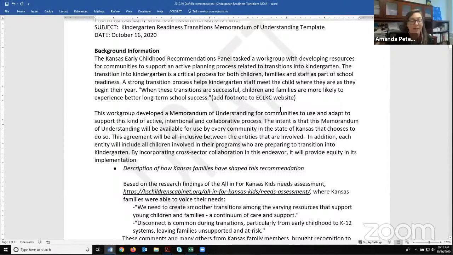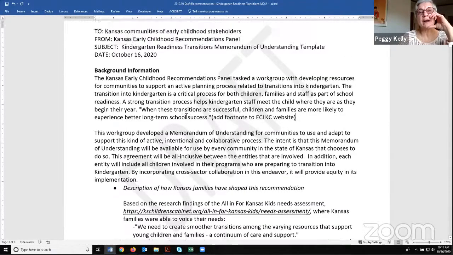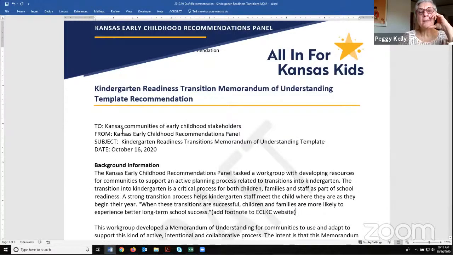And then go ahead, Peggy. Well, yeah, could we go back up to the who this is to? I'm struggling a little bit. I know that we all believe what the governor said, that we are all early childhood stakeholders. I'm concerned, though, that in this document that may actually water it down a little bit and not focus who we're wanting to take action and pay attention.